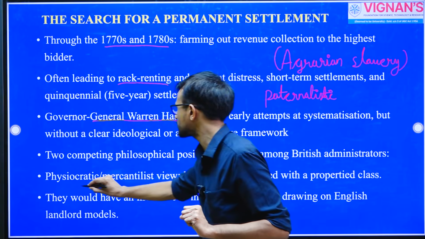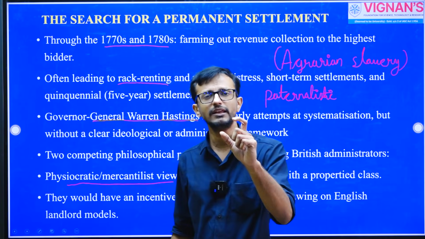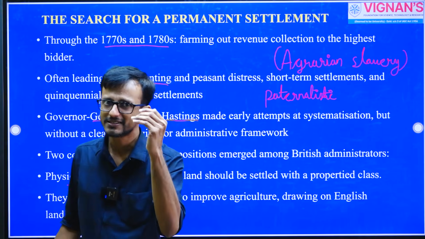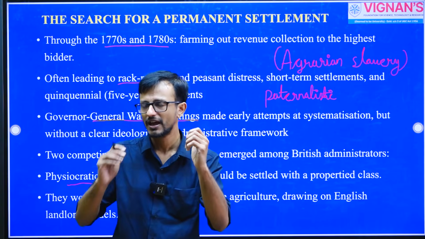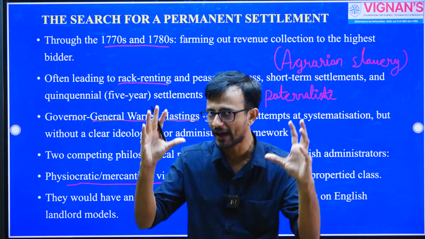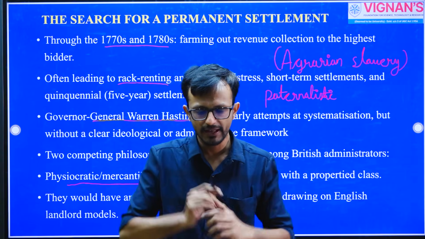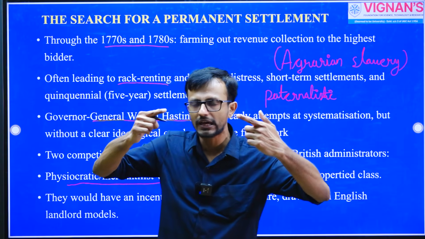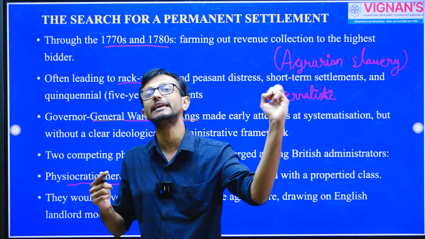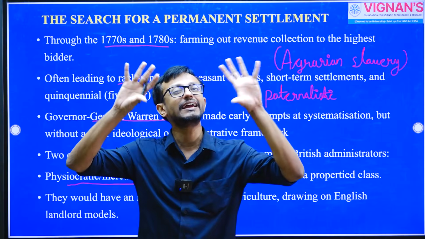In fact, it is connected to physiocratic or mercantilist view. So basically, this permanent settlement is also a slight change from the settlement of Warren Hastings, because it is started by a person known as Cornwallis, a governor general called Cornwallis in the Bengal presidency. And you see that there the attitude is more like you want to create a class of landlords among the Indian zamindars. It is very important to know. It is a mercantilist view.